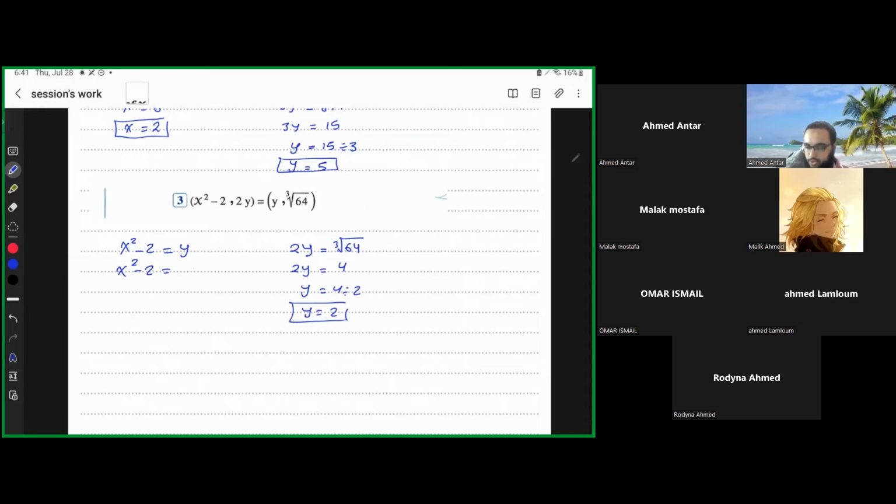2. So x power of 2 equals, firstly, 2 plus 2, yes, 4. Then right now you can do the square root. So the x equals what? 2. No. Positive or negative 2. Yes. Now it's excellent. Excellent Malak Mostafa. Excellent Omar Ismail.